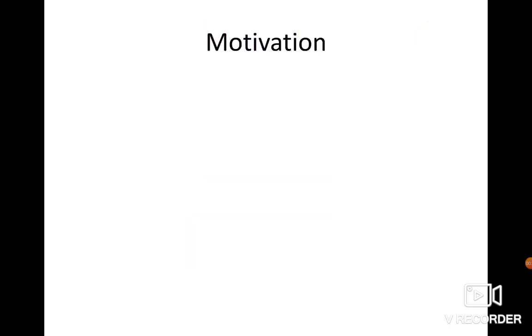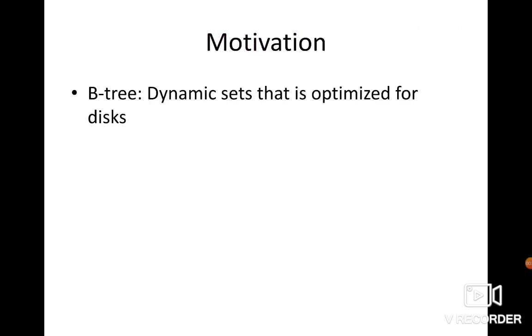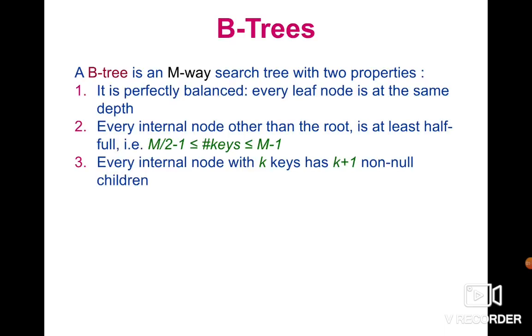The main motivation of B trees is that it is a dynamic set that is optimized for disk access. So a B tree is mainly optimized for disk access. A B tree is an M-way search tree. M can take any value, such as 2, 3, etc. If M is 2, it's called a two-way search tree. If M is 4, it's called a four-way search tree, and so on. So generally, a B tree is an M-way search tree.